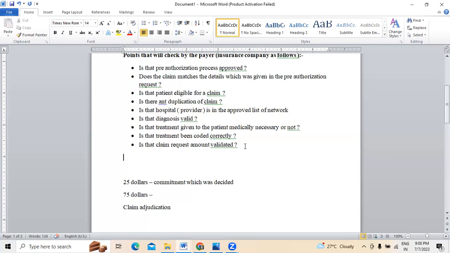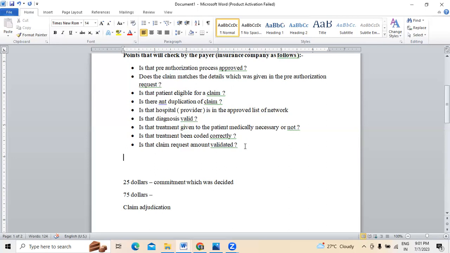Not here. Before that, the claim adjudication decision is taken by the payer, because how much they are going to pay is at the discretion of the payer itself, based upon the rules and regulations and the policy conditions applicable on the particular policy. That's the reason why the type of policy also matters. If it is Medicare, the facilities are different.